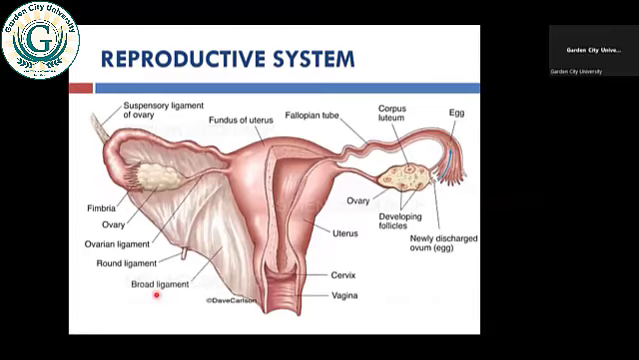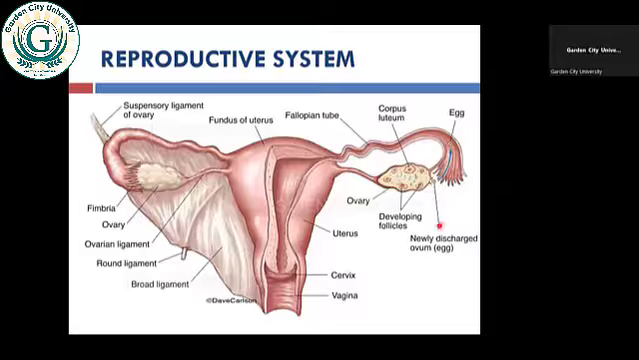So this is still another diagram of the female reproductive system. We are all used to it. Please mute yourself. You are coming in late and you are making noise.